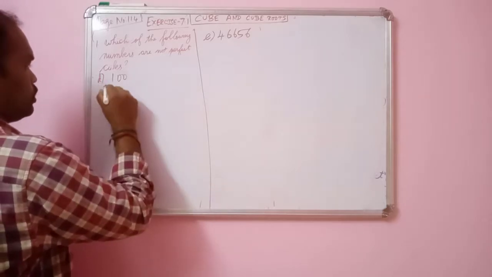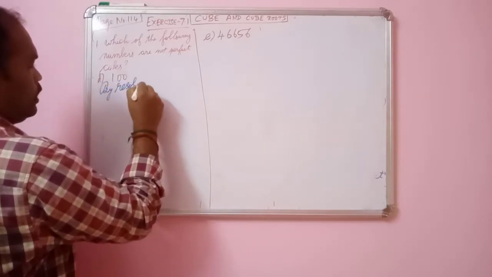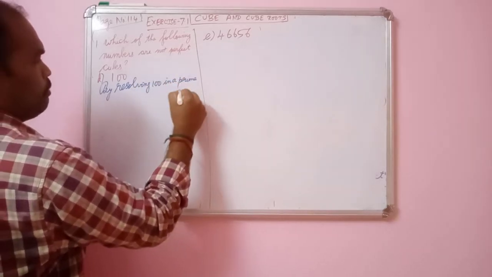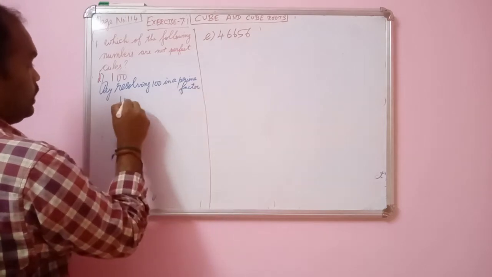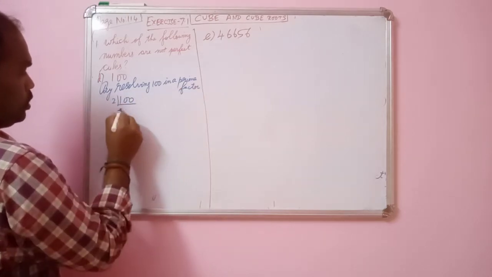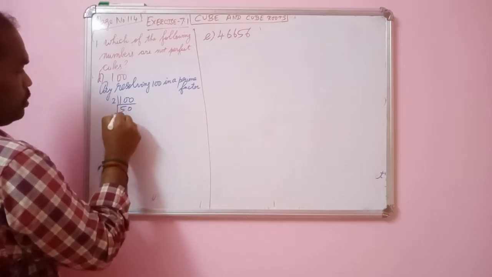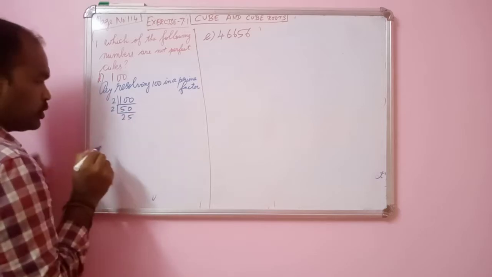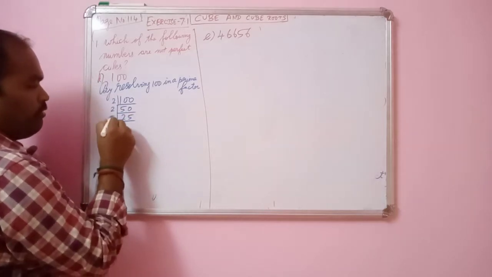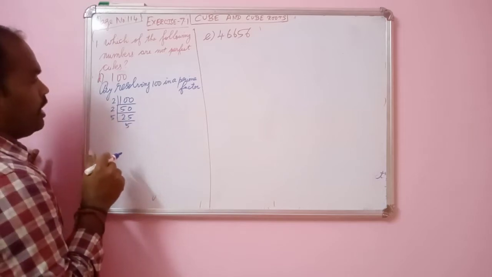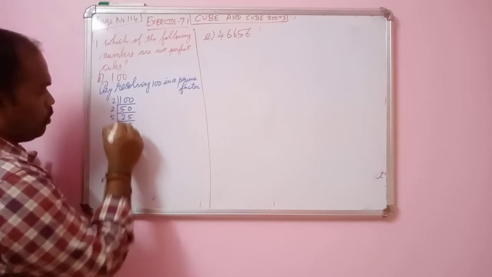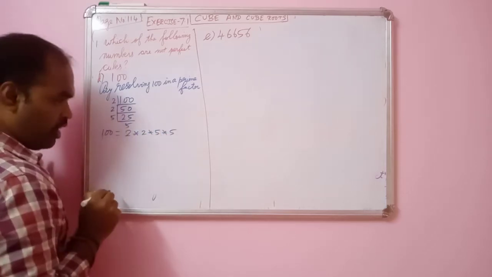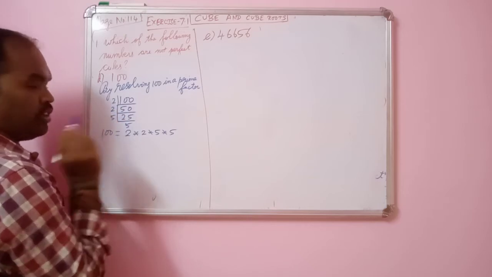So, by resolving 100 into prime factors: 100, 2 fives are 10, 0. 2, 2 twos are 4, balance 1, 5 twos are 10. 5, 5 fives are 25. So 100 equals, what are the numbers there? 2 into 2 into 5 into 5.